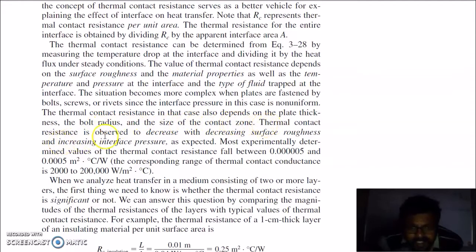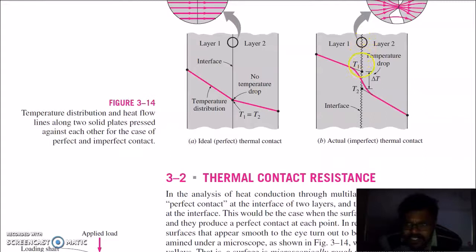So thermal contact resistance is observed to decrease with decreasing surface roughness and increasing interface pressure. If this roughness is less, thermal contact resistance is less, and if more pressure is applied, that will lead to a decrease in thermal contact resistance between two surfaces.